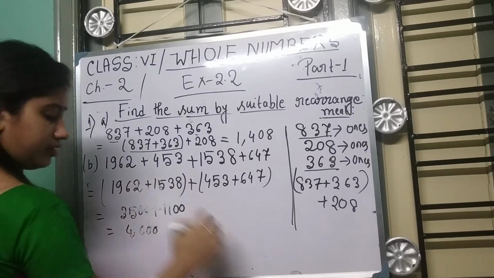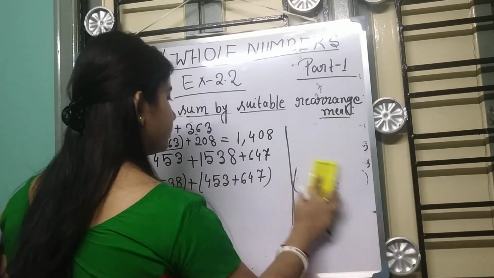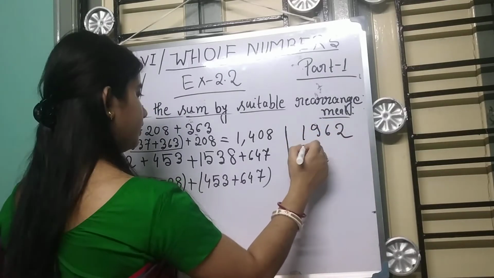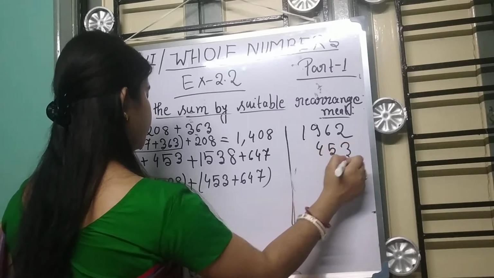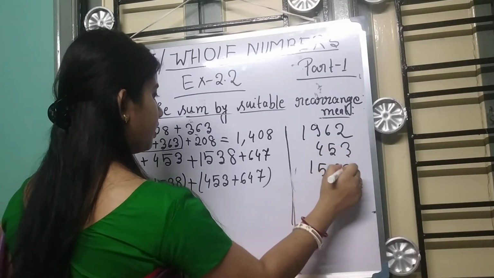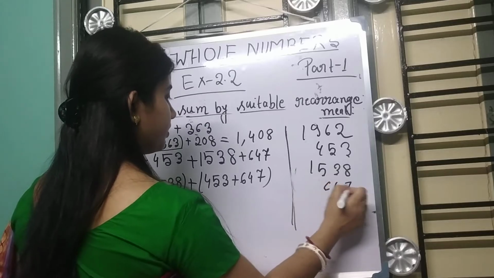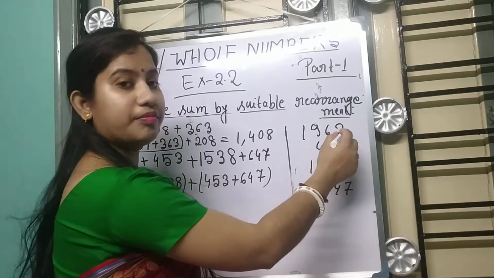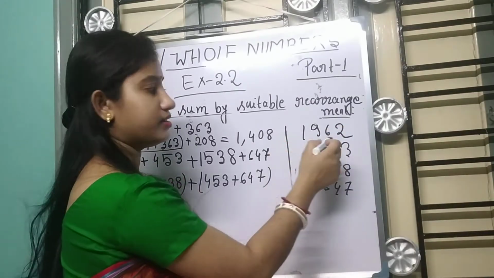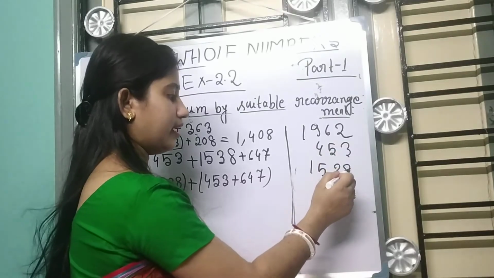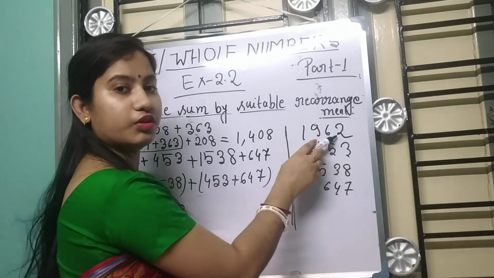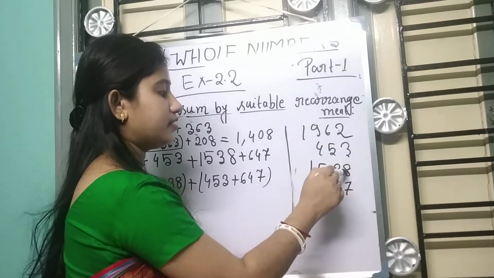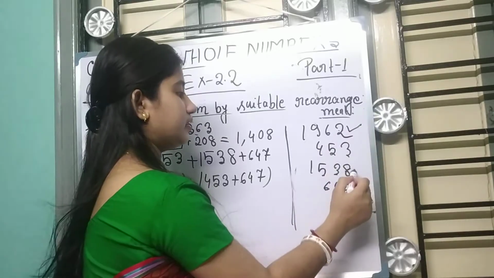Next we do number b. Number b has three numbers given. First 1962, next 453. Sorry, 4 numbers are given, not 3. 647. So first we see the ones places. In these numbers, the ones places are 2, 3, 8, 7. Now we add these ones place numbers. 2 plus 3 is 5, not 10. 2 plus 8 is 10. So we add this and this.